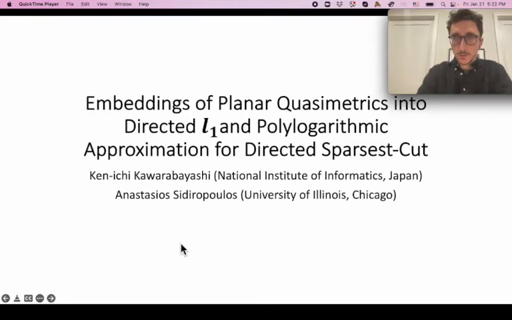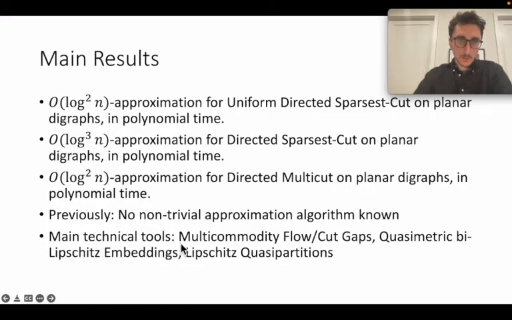An approximation algorithm for directed Sparsest-Cut on planar directed graphs. This is joint work with Ken-Ichi Kawarabayashi. So let me briefly discuss what the main results of this paper are, and then I will get into some technical details and have some historical remarks.